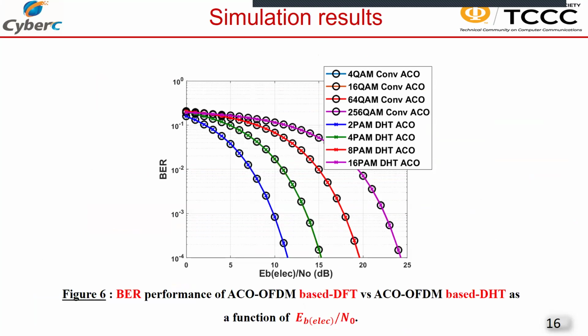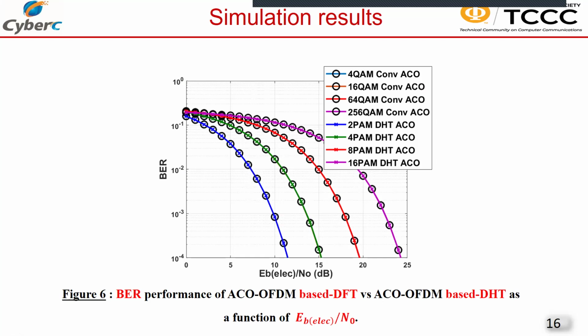A comparative study between conventional ACO-OFDM and the ACO-OFDM technique based on DHT is shown by figure 6. We can see that BER improves as SNR increases. This can be explained by the fact that as the SNR increases, the transmitted signal becomes less affected by noise, resulting in more accurate symbol transmission.